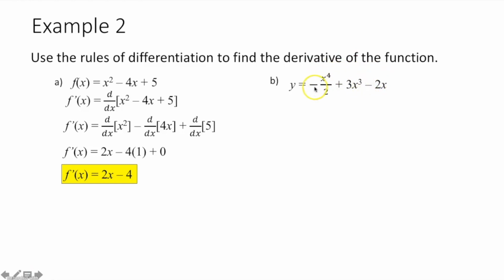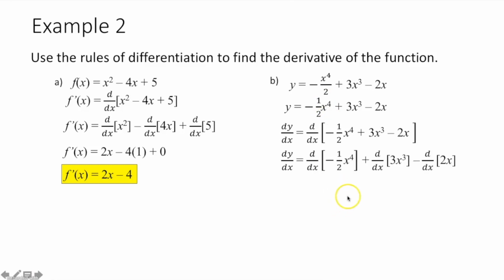So here, I'm going to rewrite this instead of negative x to the 4th over 2. I'm going to rewrite it so that you can see that this is a number that is multiplied to the front of this function. That way you can use the constant multiple rule. So if I were to take the derivative of this, I'm going to take the derivative of each term. For this term right here, this negative 1/2, I'm going to leave till the end and multiply it on after I take the derivative of x to the 4th.